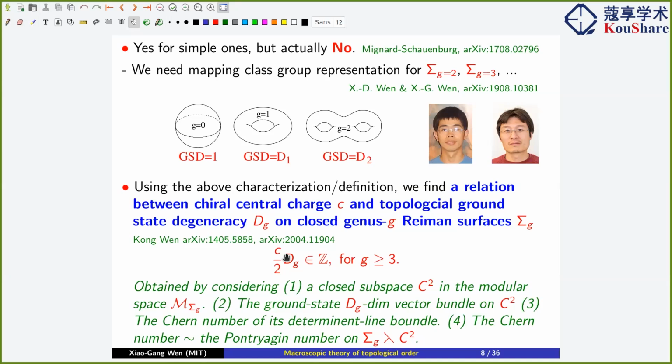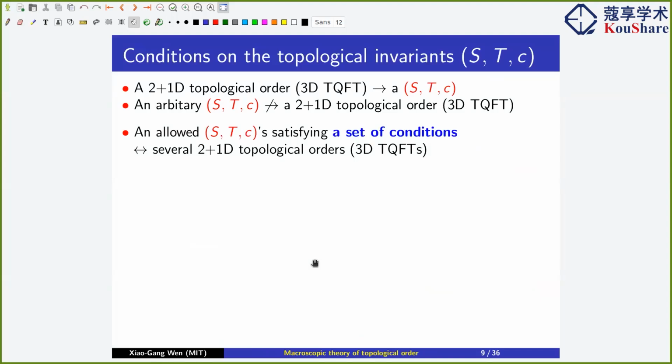But what happens for p plus ip topological superconductors? This is for boson. For fermion, there's a different constraint. Actually, this became really interesting. For fermion systems, we have a similar relation, and that relation is saturated. For bosonic systems, this relation is not saturated. It's looser than what we know. But anyway, there's some relation, so I won't go into this.